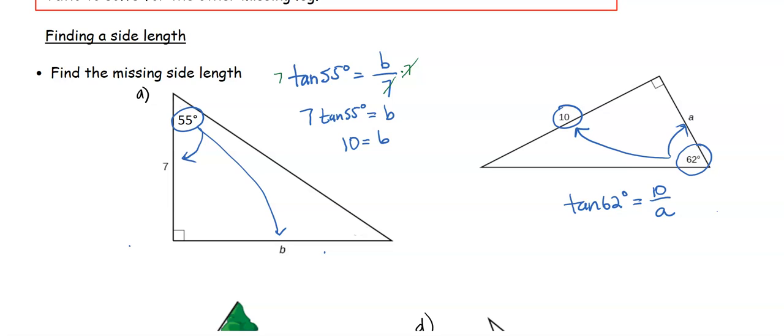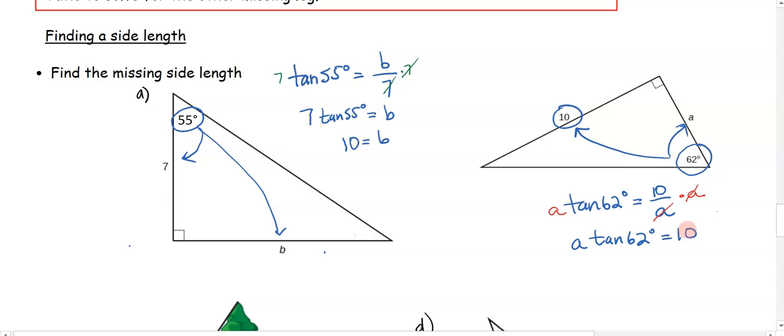So how algebraically do I solve if a is on the bottom? Well, I first have to undo a on the bottom. So if I multiply this side by a, it cancels. But whatever I do to one side, I do to the other. So far I have a tan 62 equals 10. Right?